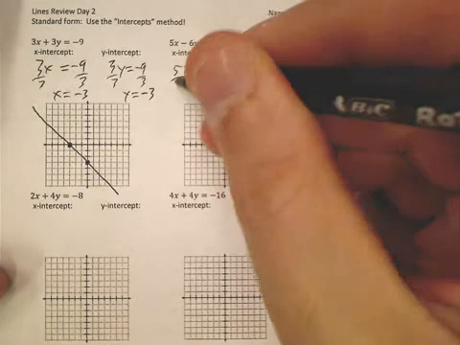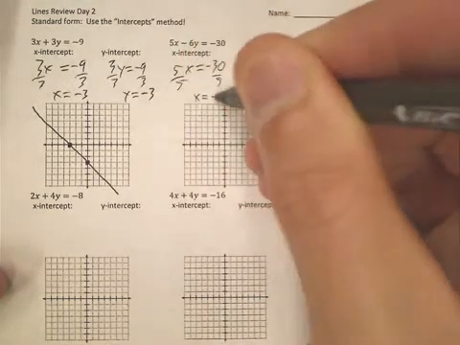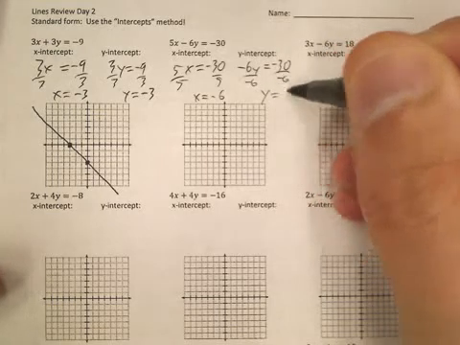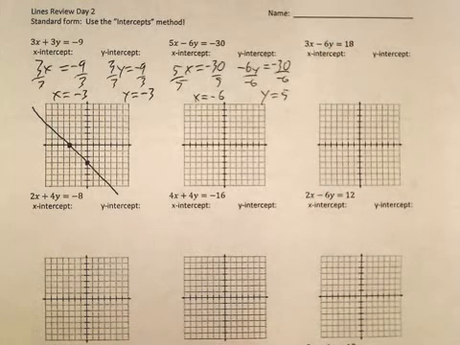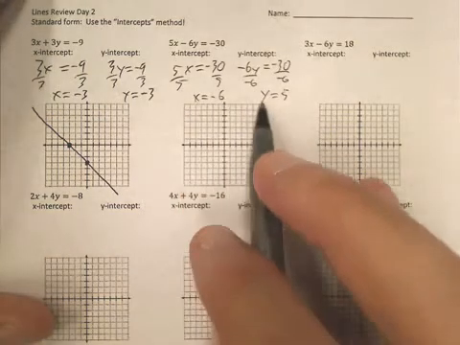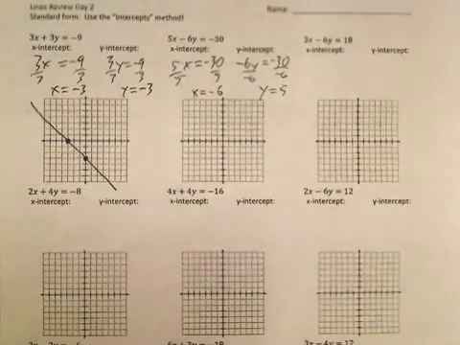Okay, this one divide by 5. X equals negative 6. This one divide by negative 6. Y equals 5. Okay, go ahead and plot those two intercepts. So on the x-axis, put a point at negative 6. On the y-axis, put a point at 5. Go ahead and do that.